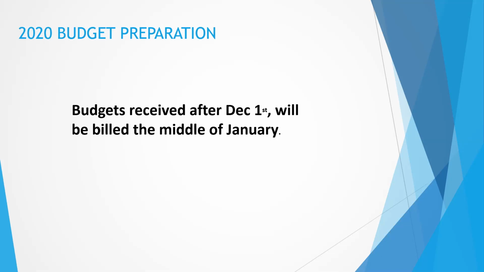So if an association has their annual meeting December 14th, and you cannot convince them to change that meeting date so you can meet the mailing deadline, then they just need to understand the consequence of that is that mailing may not get out until the middle of January.